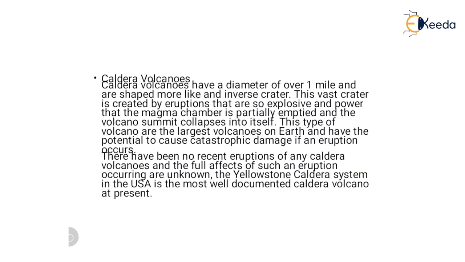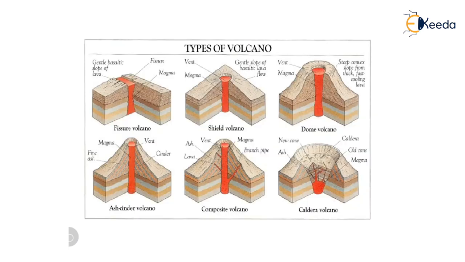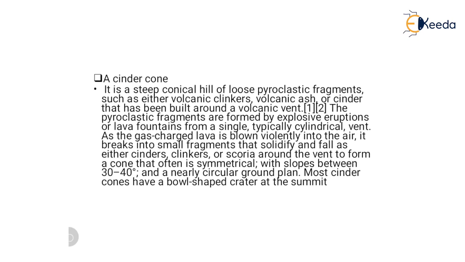See, the ash cinder cone is in the diagram here. See, this is the vent and these are the cinders. Magma, fine ash, whatever solid material is coming out starts to deposit here and form angles. This type is called a cinder volcano.